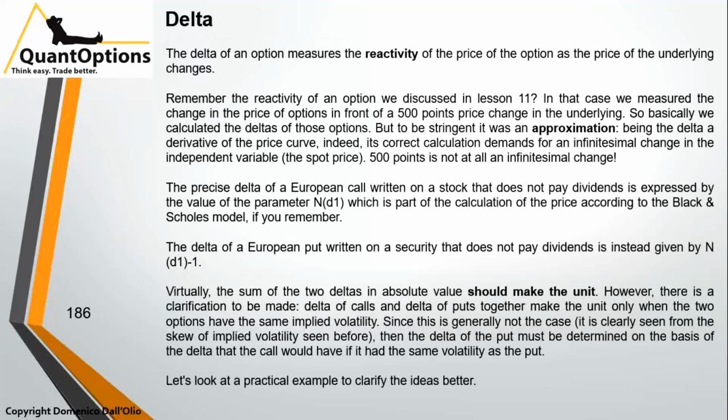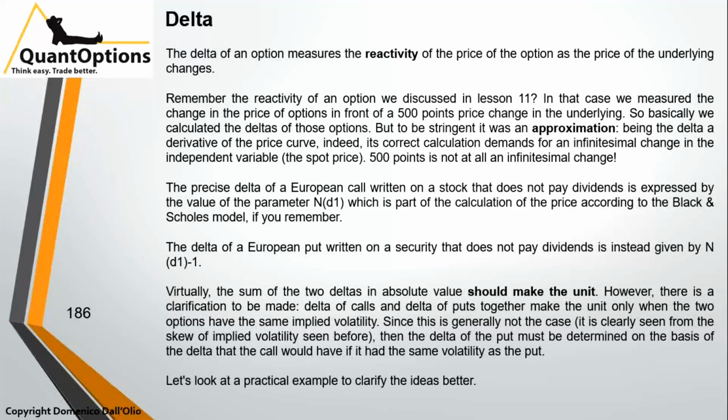The delta of an option measures the reactivity of the price of the option as the price of the underlying changes. It's something we have already seen, if you remember, in lesson 11, but in that case, we measured the change in the price of options in front of a 500 points price change in the underlying. So basically, we calculated the deltas of those options, but to be stringent, it was an approximation. Being the delta a derivative of the price curve, its current calculation demands an infinitesimal change in the independent variable, the spot price. And 500 points is not at all an infinitesimal change. So once again, it was an approximation.